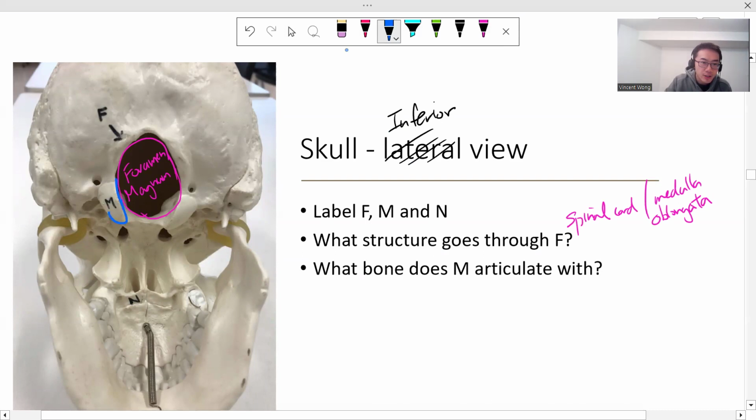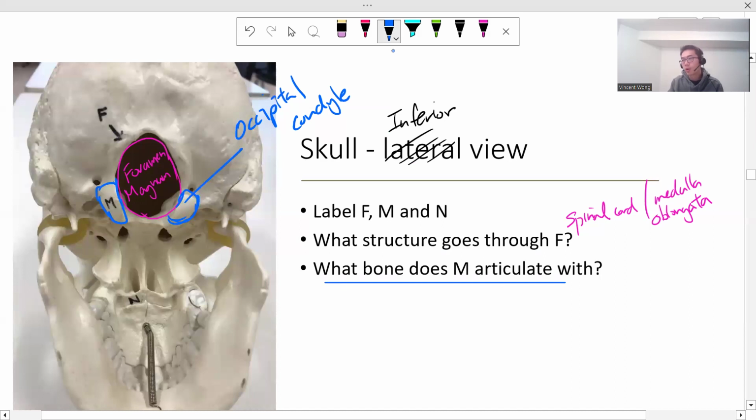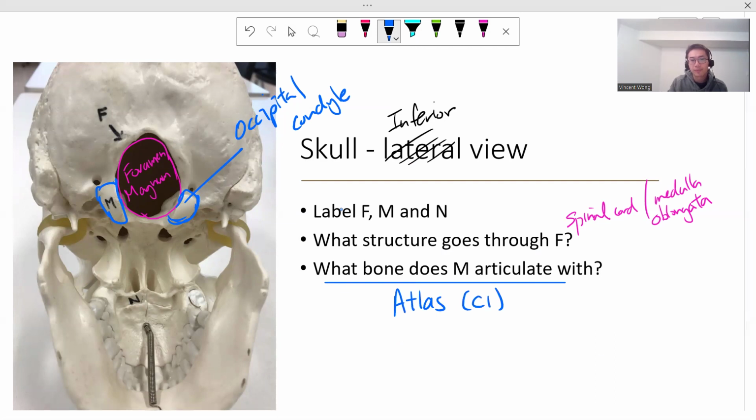Don't forget, on each side of the foramen magnum, we have the occipital condyle. And what bone does the occipital condyle form a joint with? The atlas, which is C1. Okay. Allows us to nod the head, right?